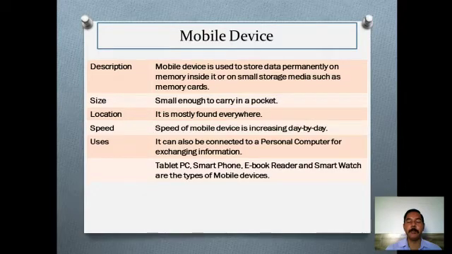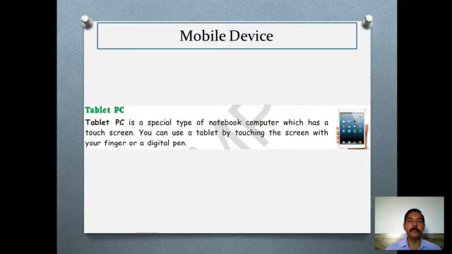Now let's see the examples of mobile devices. Tablet PC, we call it tab also. Smartphone, e-book reader and smart watch are the types of mobile devices. Let's take the first one, tablet PC. Tablet PC is a special type of notebook computer which has a touch screen. You can use a tablet by touching the screen with your finger or a digital pen.